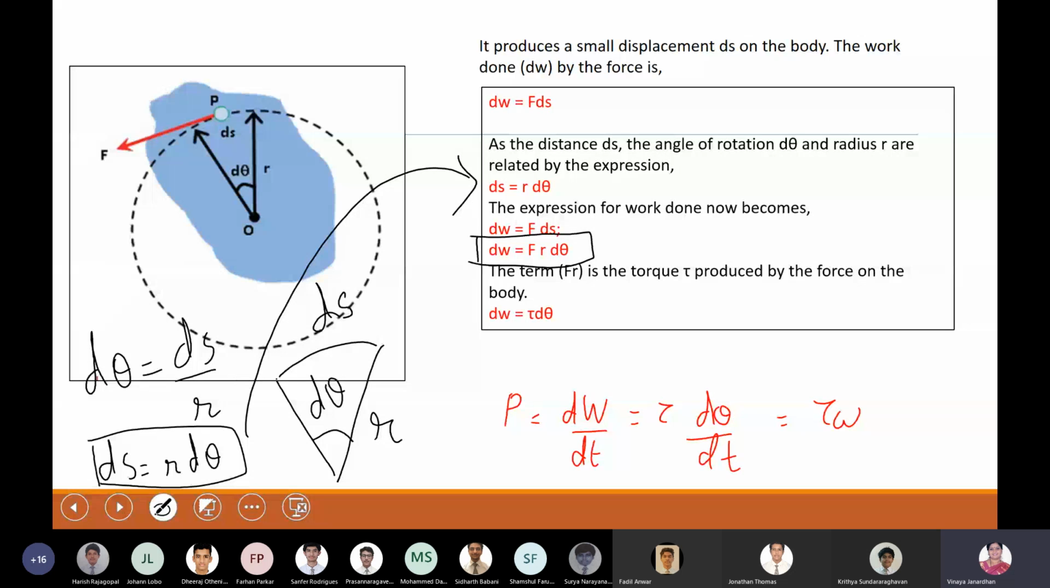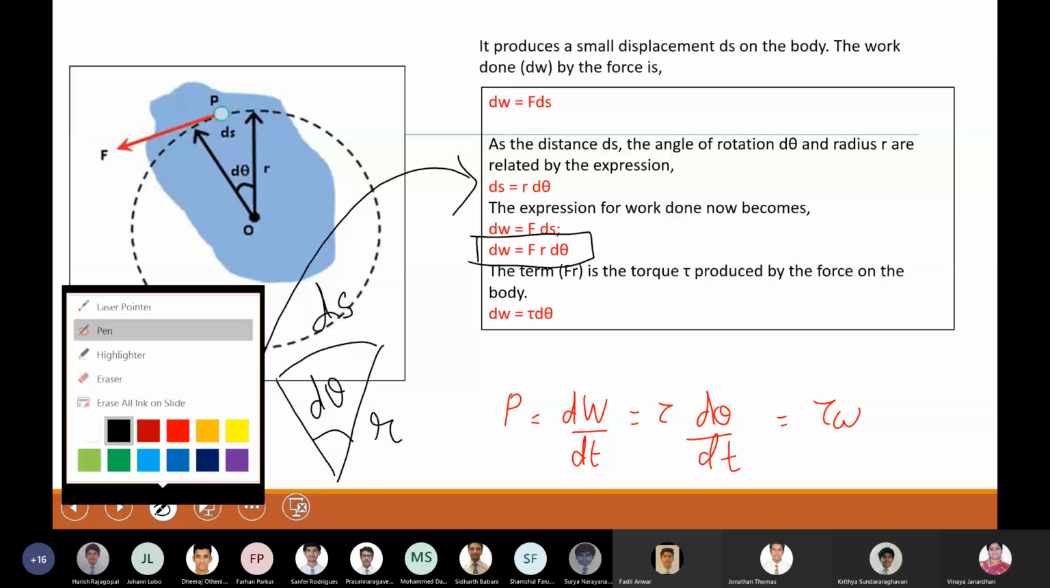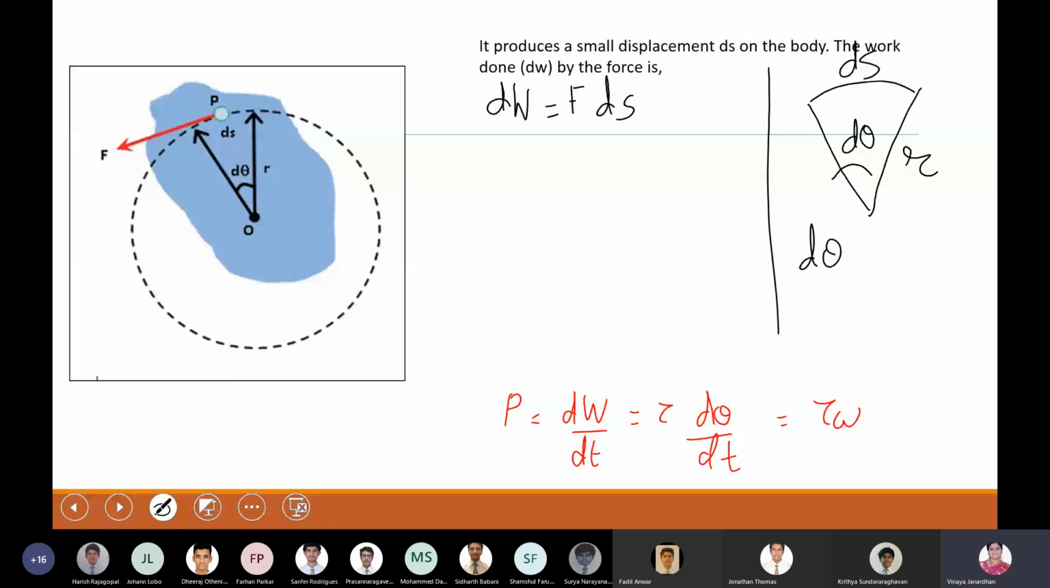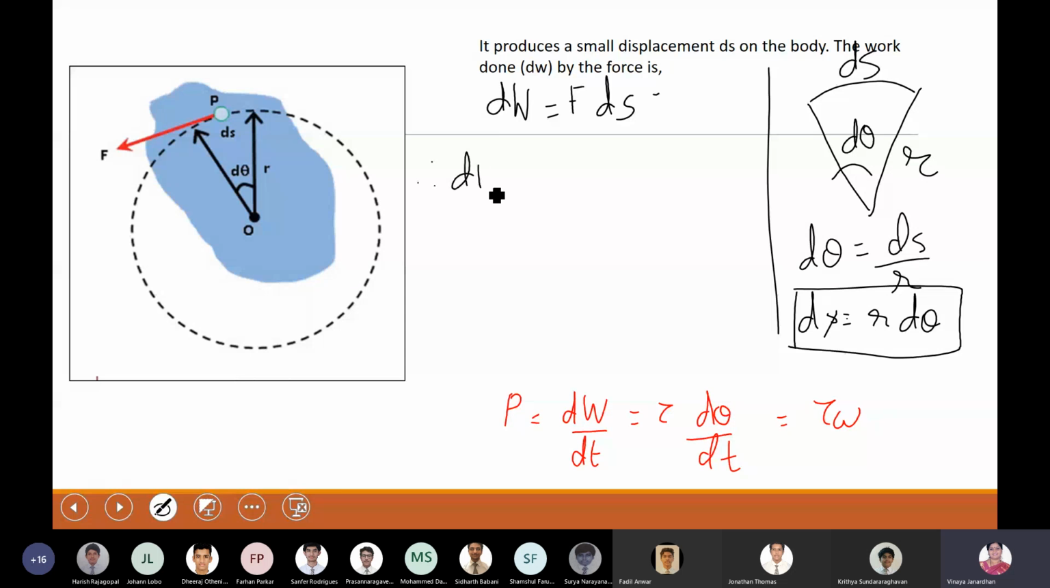It's better for me to write. So dW is equal to F into ds, correct? This is d theta, this is ds, this is r. So d theta is equal to ds by r. Therefore ds is r d theta. So that you are substituting over here. Therefore dW becomes equal to F into r d theta.